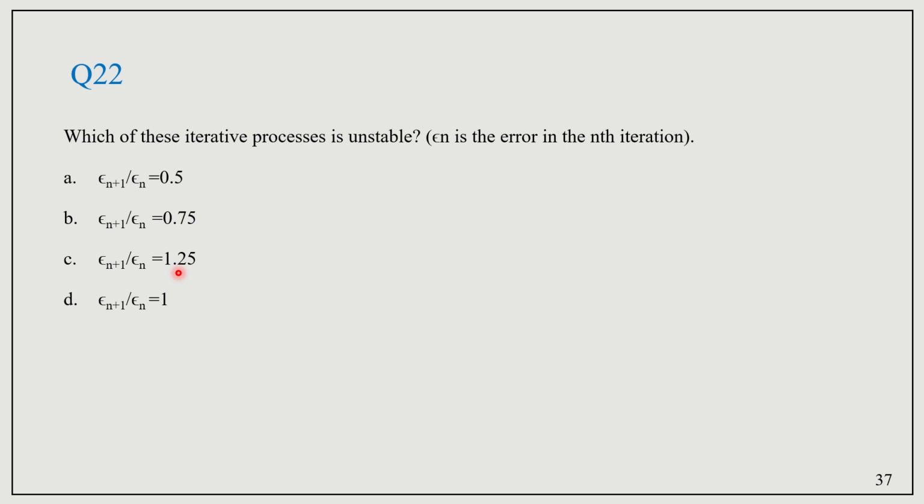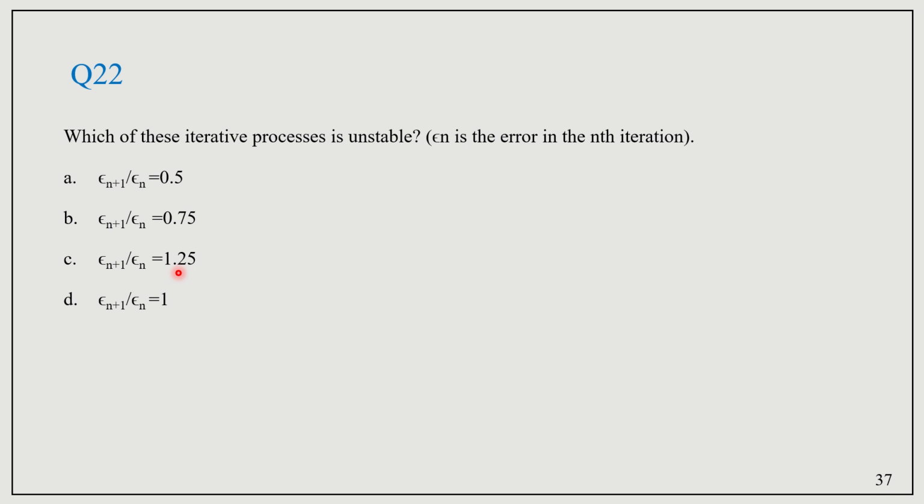So that is what we call an unstable process. Here in these cases, it is the error in the n plus 1th iteration divided by the error in the nth iteration. So what it means is that the error in the n plus 1th iteration should be less than or equal to the error in the nth iteration. So it basically should be less than or equal to 1. So that is the condition.